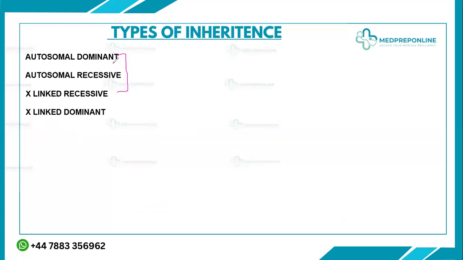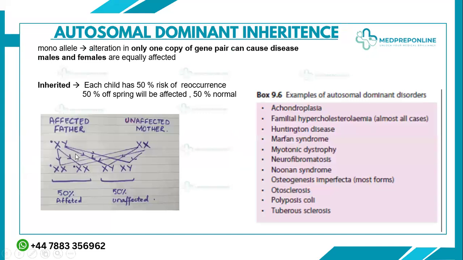All right, so we are going to look at this: if the mother is affected or if the father is affected, then what will be the risk of inheritance to the children. Each one has different criteria to discuss, so we are going to discuss this and that. All right, so first is autosomal dominant inheritance.